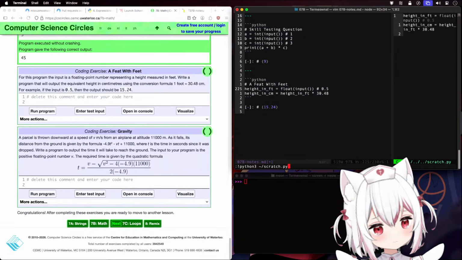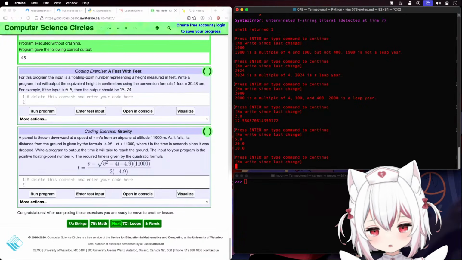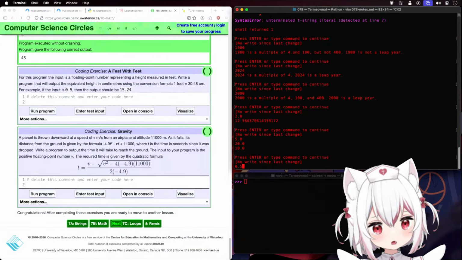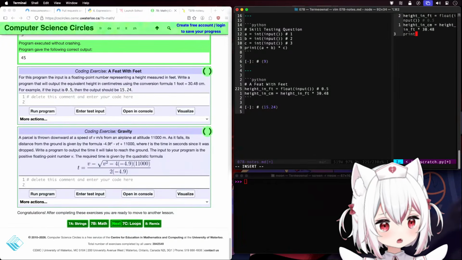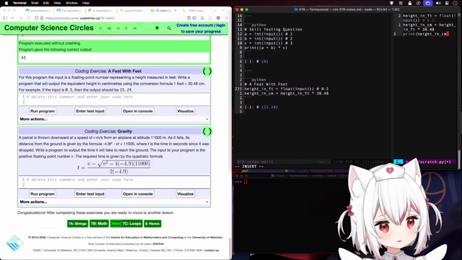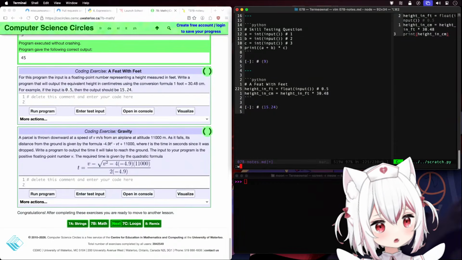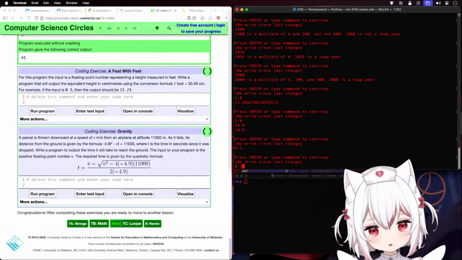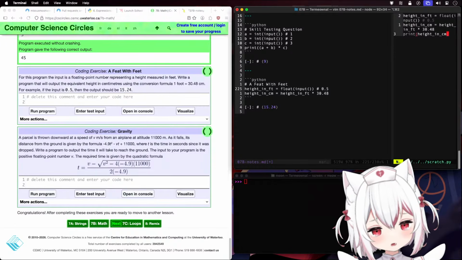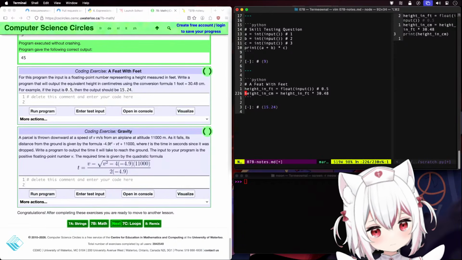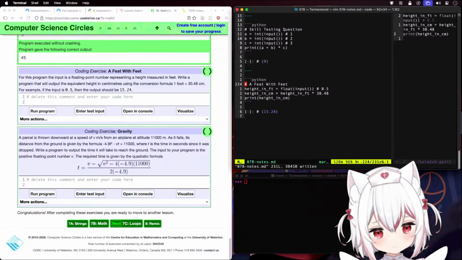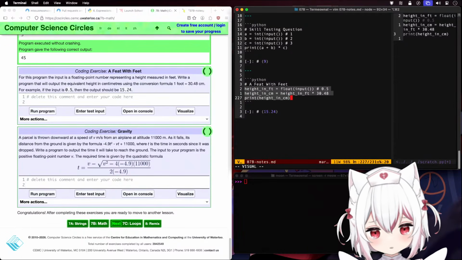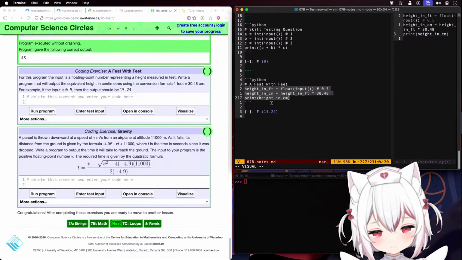What was it? 0.5. Oh, I don't get anything. I didn't print anything. Oops. Print height in centimeters. Okay, that works. They didn't mention rounding. I'm just overly concerned about rounding. I don't know why. I always worry about it.